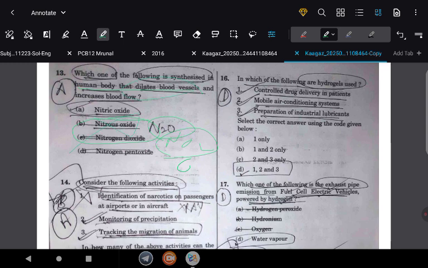So these two options were certainly gone. Then it was left with nitrogen pentoxide and nitric oxide. Again, I was more or less certain here about nitric oxide because I had read it somewhere in a random article. But even if you haven't read about it, you can surely cross out these two particular options, B and C, if you have read your environment static in a good manner. Then the remaining options are nitric oxide and nitrogen pentoxide.